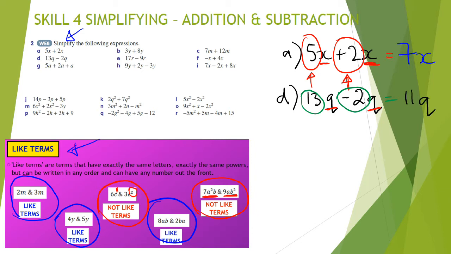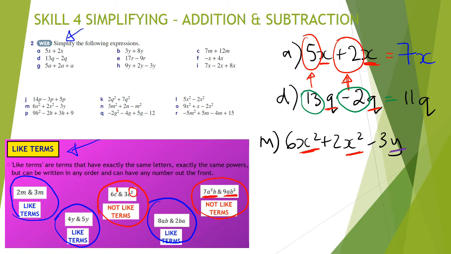If we look at a harder one from the next set, let's look at M. Here we have 6x squared plus 2x squared, take away 3y. Look for like terms. We've got x squared, and then we've got y. I've underlined y in purple because it's a different term to x squared. There are no other y's, so we can only leave negative 3y as it is.